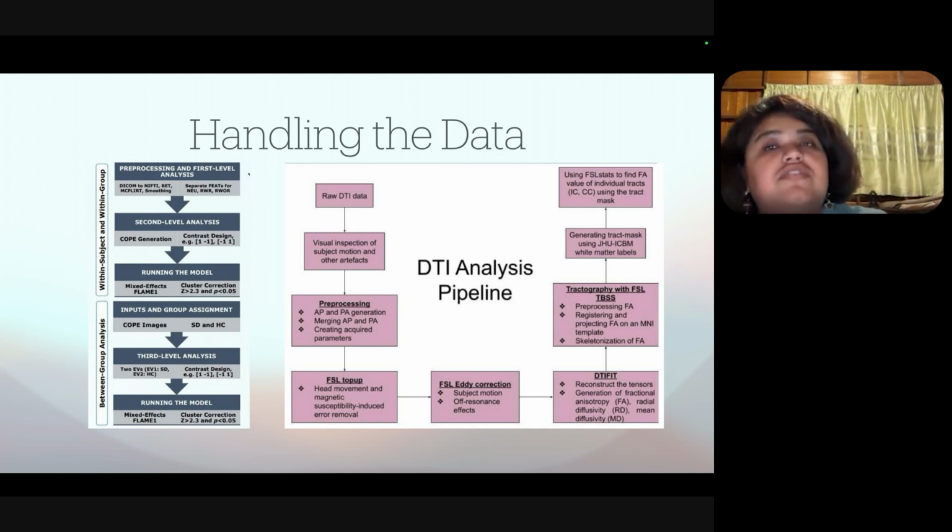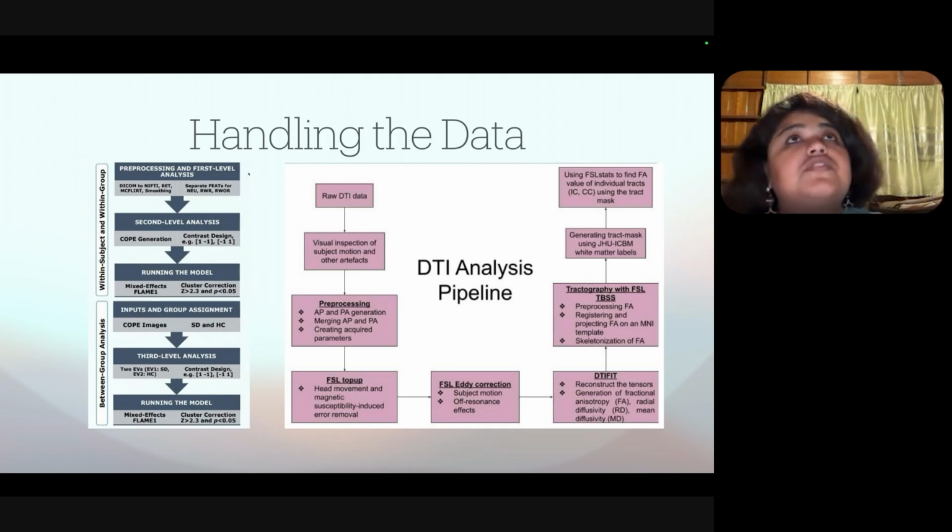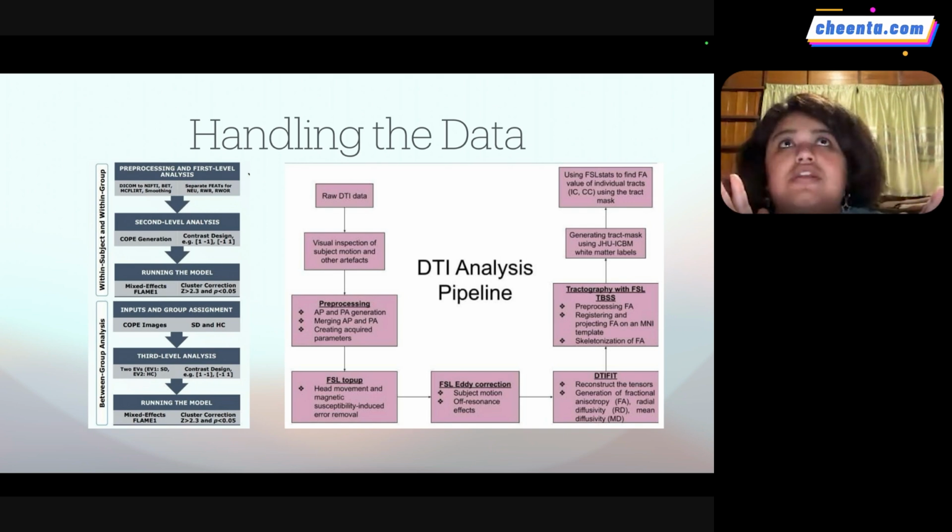The other kind of data analysis is the diffusion MRI analysis. The first few steps, until the motion correction and the other artifact corrections, eddy current and magnetic susceptibility, are common. After that, we reconstruct the tensors to obtain measures like mean diffusivity, radial diffusivity, and fractional anisotropy. These words that you are hearing are basically measures of how profound or diffused your white matter tract is.